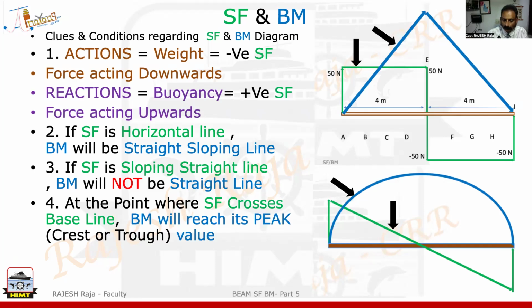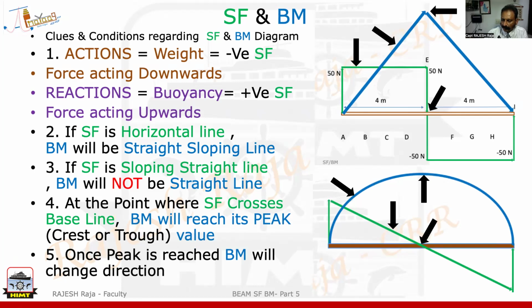Now, one more important thing. Wherever this SF crosses 0, here, your BM will be max. Here also SF is crossing 0, your BM is max. Whenever BM reaches the peak value, it's very evident that it's going to change direction again. So that is what is happening. Whenever the peak has been reached, the BM curve has started changing direction.